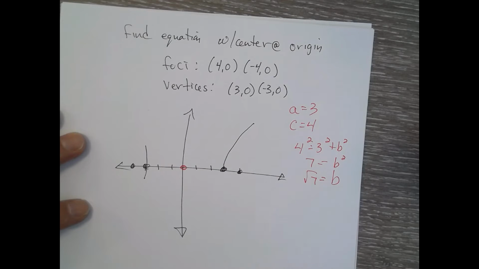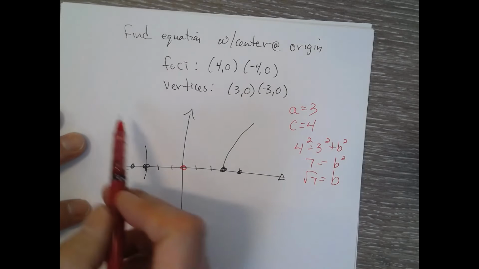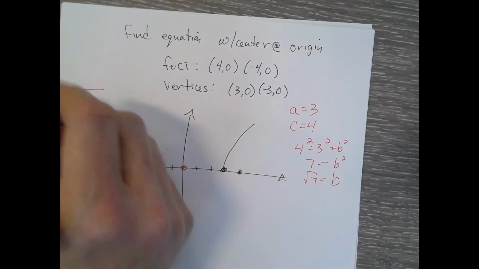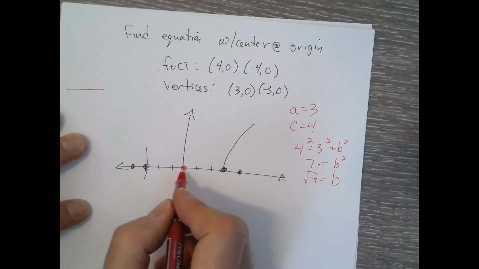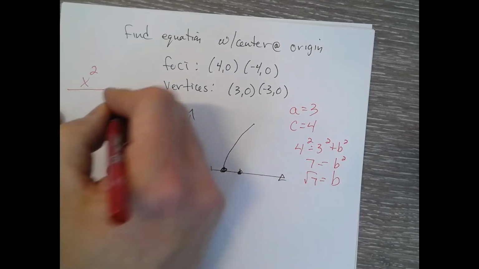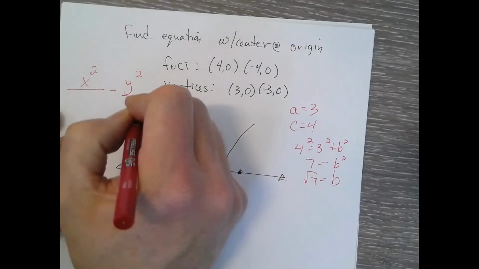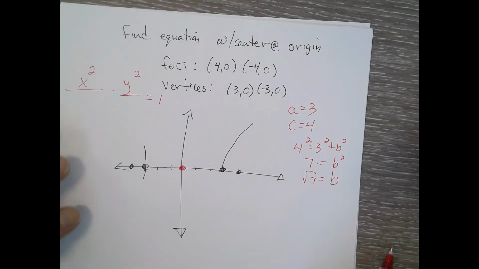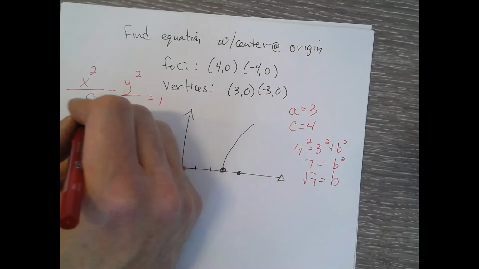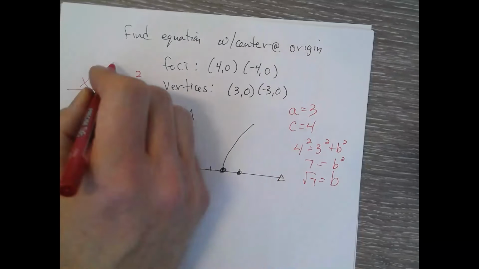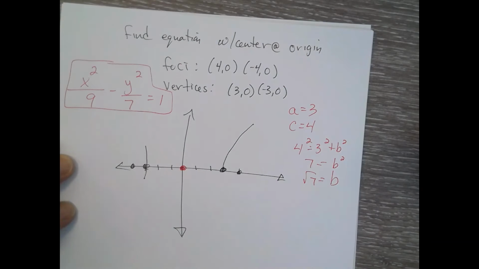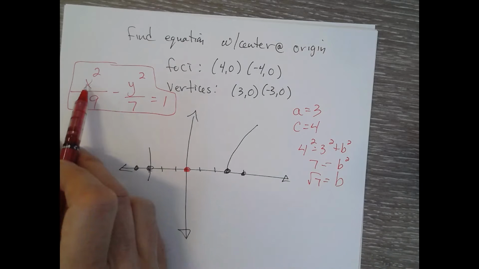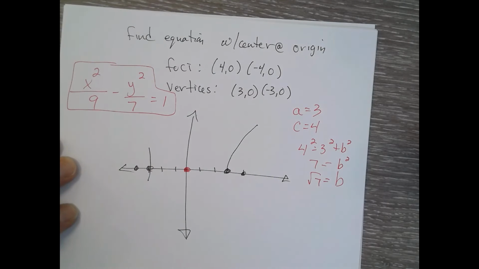So we're trying to find the equation. Since it opens left and right, that means x being squared is going to be the first. And it's centered at (0, 0), so it's just x squared, and then it's just y squared equals 1. There's my center, (0, 0). And A is always first, so A squared is 9, and B squared is 7. Here's our equation. Okay, find the center, A and B, and you have your equation. That's what you need for your equation.